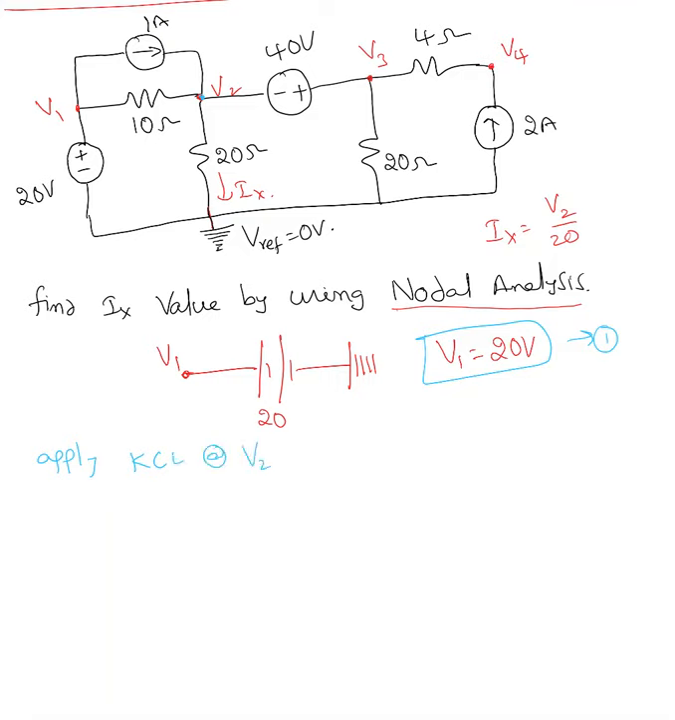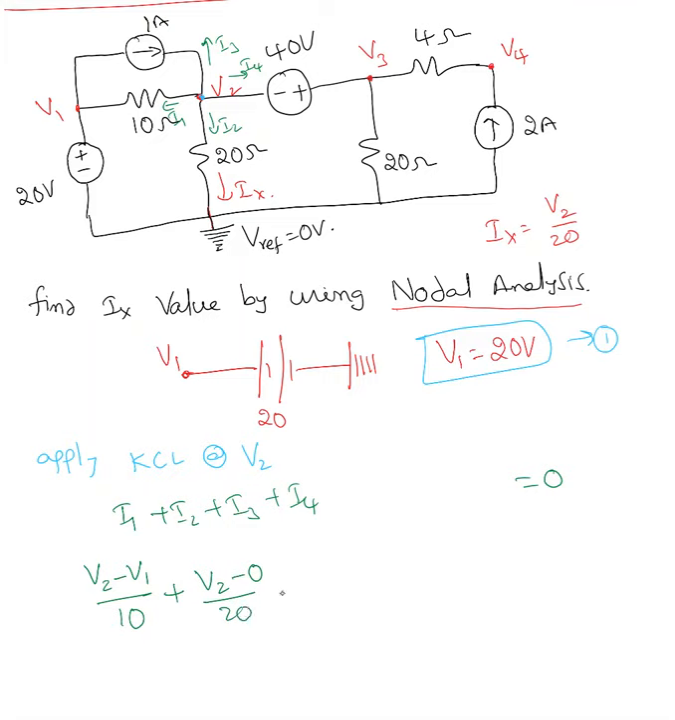Here I'm going to choose every current as going out. So I'm going to label these as I1, I2, I3, I4. Okay, so I1 plus I2 plus I3 plus I4 equals 0. Now what is I1? I1 is nothing but V2 minus V1 over 10. What is I2? V2 minus 0 over 20. What is I3? I3 is nothing but negative 1.